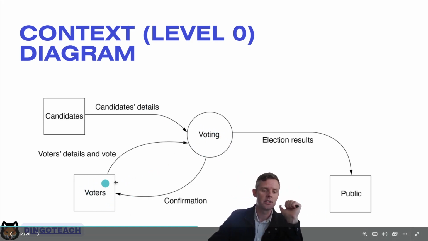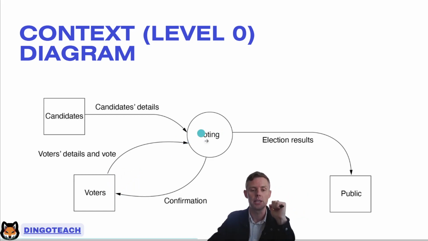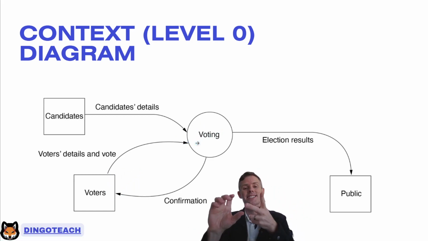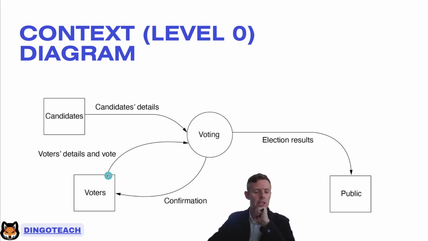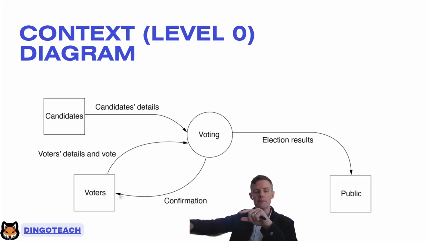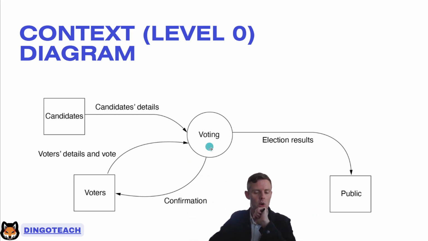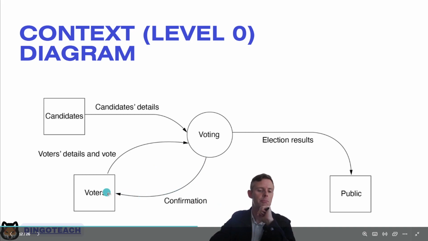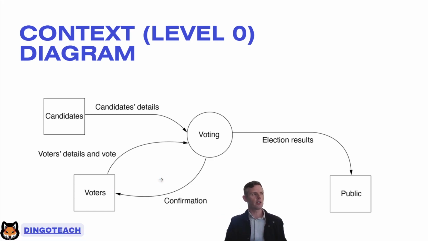Then we've got another external entity, our voters. Well, they interact with our voting system. Of course they do. They provide their details and their actual vote. And so that input line indicates the voters' details and their vote going into the voting system. Okay, but there's another arrow coming back. So that's an output, something that's coming out of our system. Again, on our IPO diagram, confirmation will be written under the O column to indicate the confirmation going back to the voter. Okay, so you can see the context diagram takes the next step from an IPO diagram.